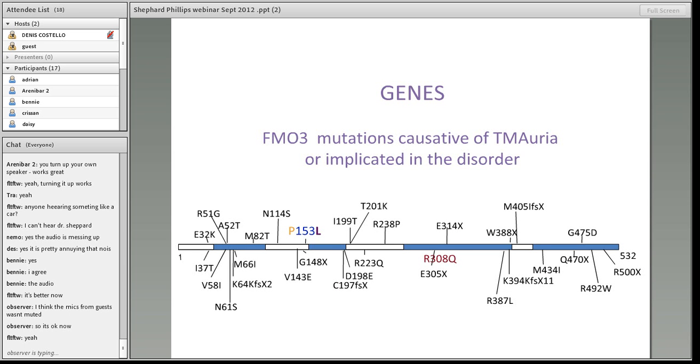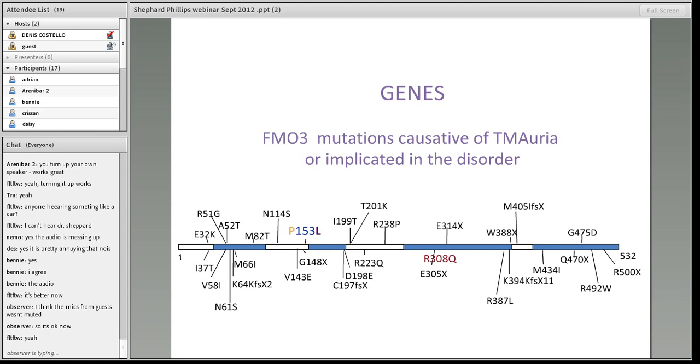Could I have the next slide, please? Now, this is a rather complicated looking slide, but it has a simple take-home message. If you just look at the bar, the blue and white bar, you'll see a number 1 at the left-hand side and a number 532 at the other end. This just represents that the FMO3 protein is made up of 532 amino acids.